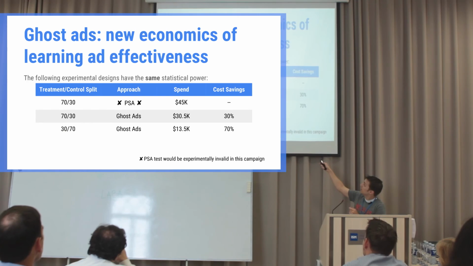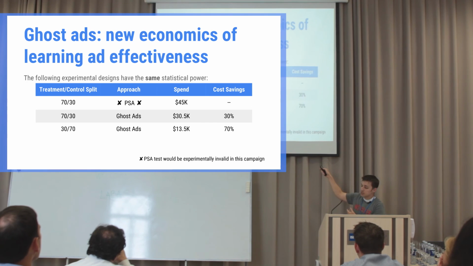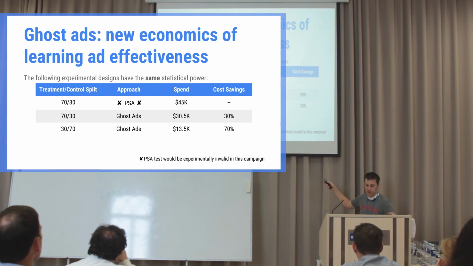So in that case, we would have had to spend another 30% or another 50% essentially over the $30,000 in order to pay for the PSAs, and that's kind of like the baseline.